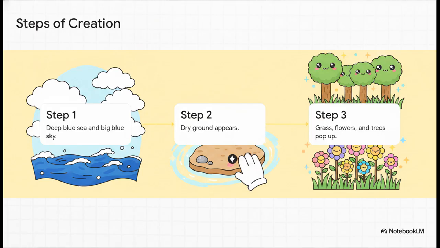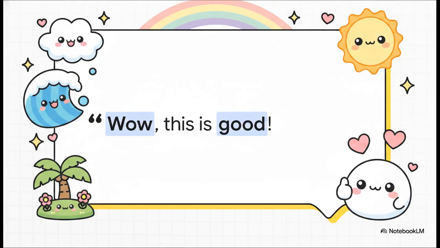And then step 3 just explodes with color and life. Green grass, colorful flowers, and tall trees pop up everywhere. That specific phrasing, pop up, gives the whole environment this magical, almost instant energy. The source material uses a really joyful exclamation to mark the successful completion of the Earth's foundational layers before we look upward. Wow, this is good!